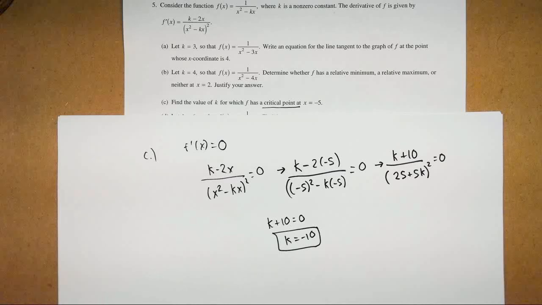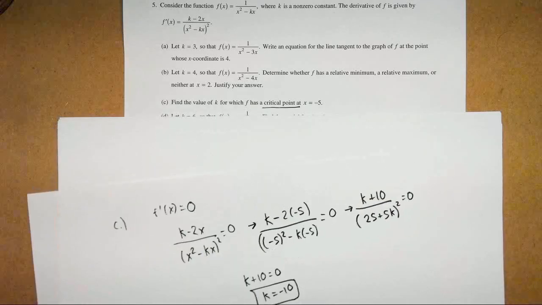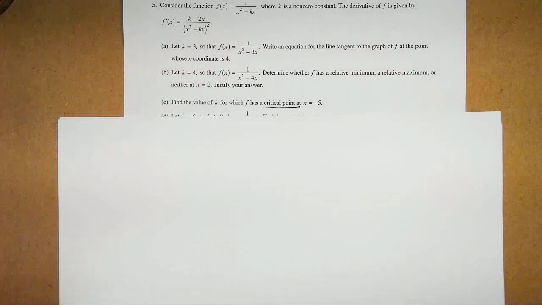I plugged it in. And I saw that k plus 10 is equal to 0. Solved for k. And that's how I got my answer. So far what we've worked on was 5 points. Now what we have to do is the last question, which is part D.